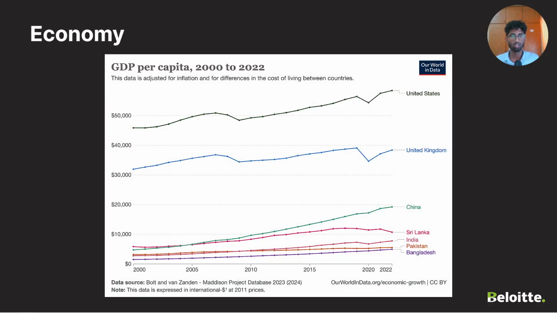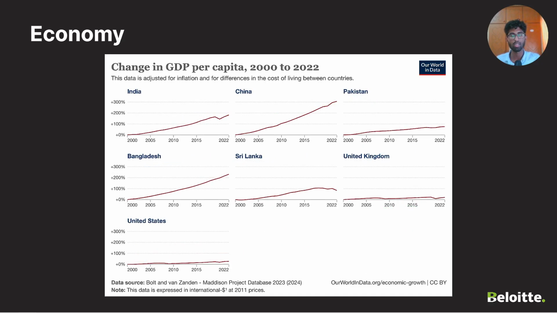Now let's look at the economy. As you can see, India's GDP per capita over the past few years has increased a lot. It does not look very evident in this graph, so let's look at the change in the GDP per capita. As you can see, India and China are on par while other countries are not doing that great. India, China and Bangladesh have recently made a lot of improvement. So we can conclude that India has had a lot of economic growth.